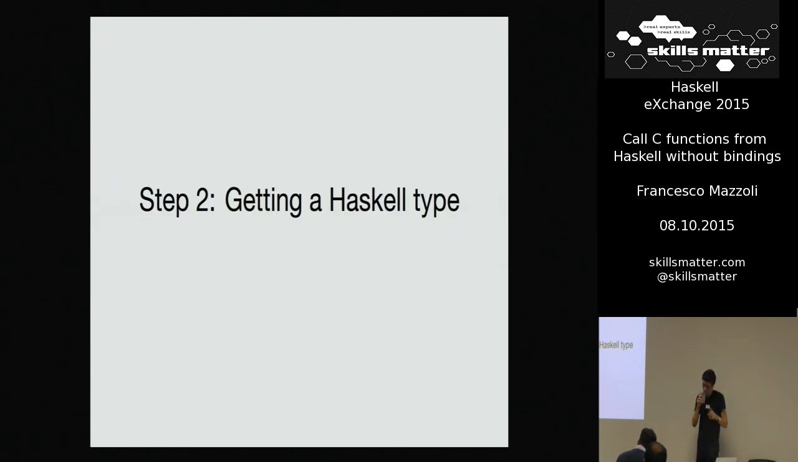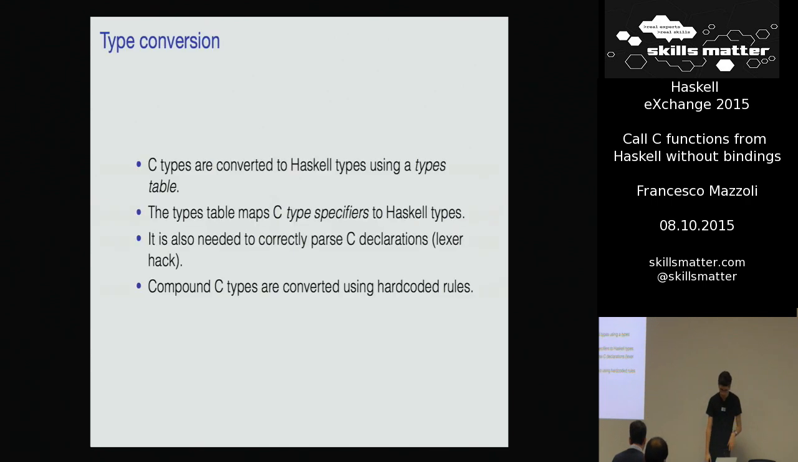The second step is getting a Haskell type from a C type. We do this for the return type, but also for the argument types. So we do this in various positions. This is actually quite simple. C types are converted to Haskell using a types table, which maps C type specifiers like int, long, enum something, or a typedef thing to a Haskell type. This is stored in the context, like the context I was talking about before.